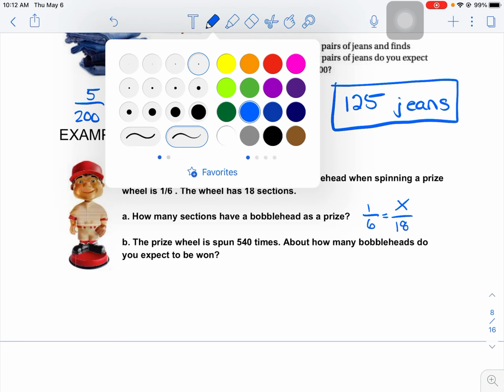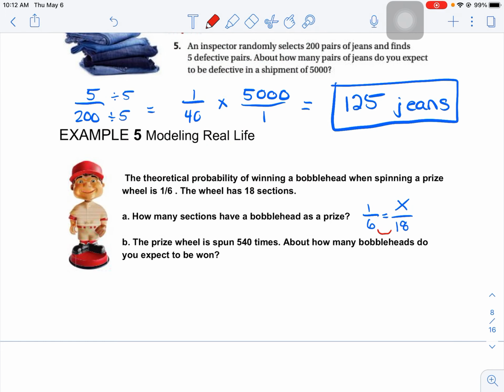Okay, so if we think about this one, easy way to do this, right, to get from 6 to 18, I multiply by 3. So if I do that to the numerator, 3 of the sections. You have to have a bobblehead as a prize.